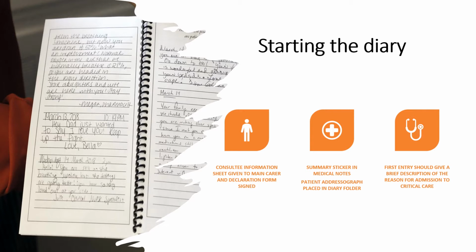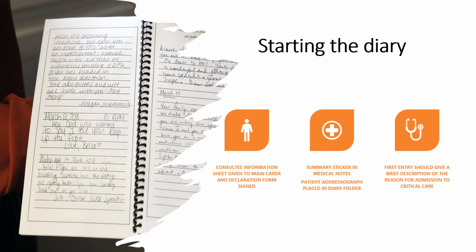The next step, step 2, is to place the summary sticker into the patient's medical notes, then to place a patient addressograph into the patient diary folder, which is kept in the B3 Flow office. The patient's name and date of admission to critical care should be written at the top of the first page in the diary for identification purposes.